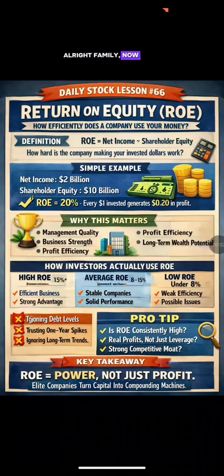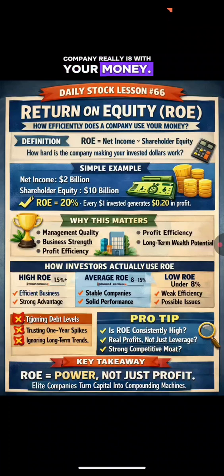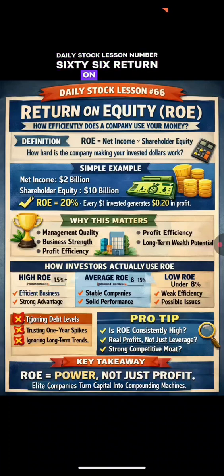Right, family? Now we move into how powerful a company really is with your money. This is where average businesses separate from elite ones. Daily stock lesson number 66. Return on equity, ROE, right? How efficiently does a company use your money?